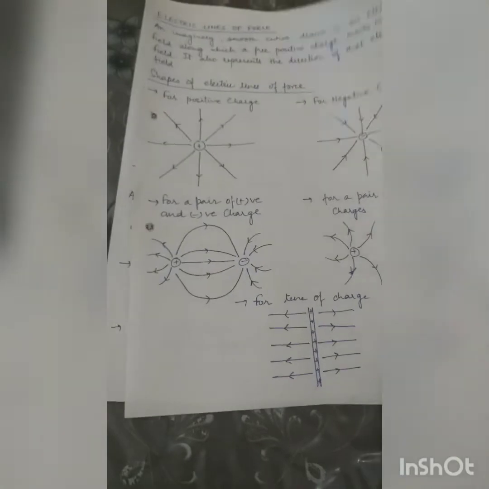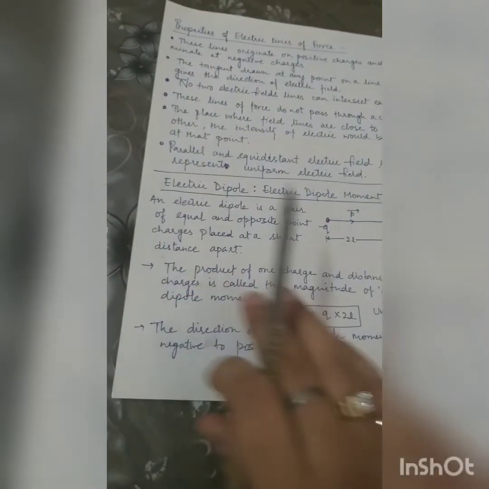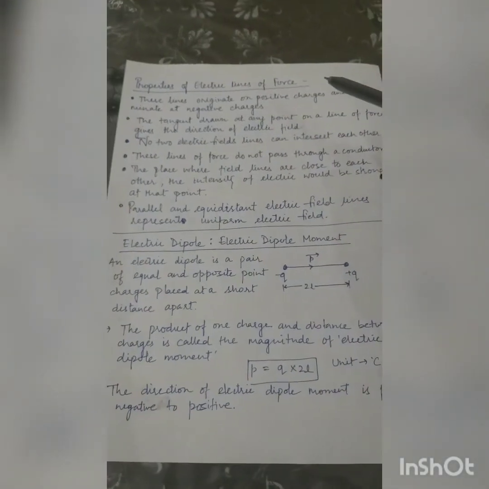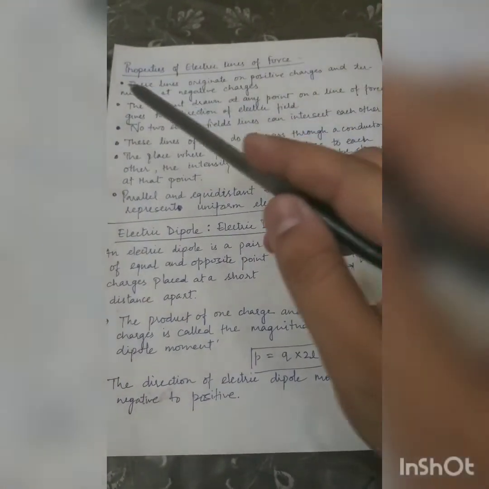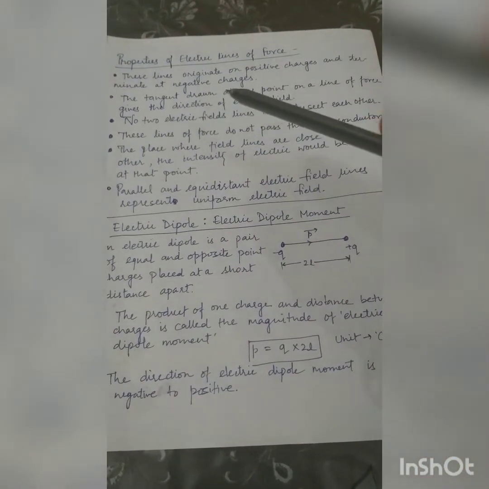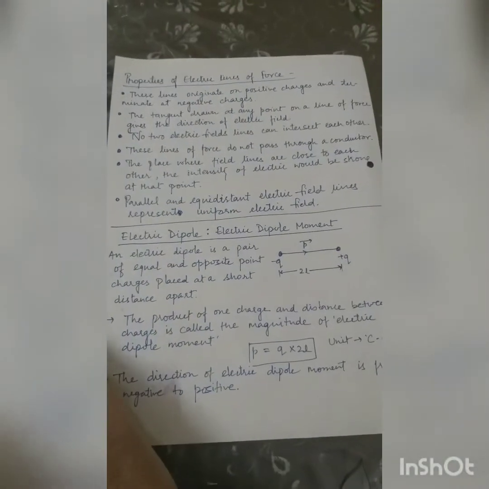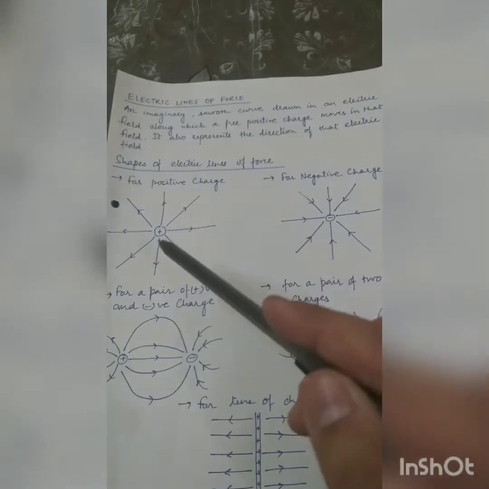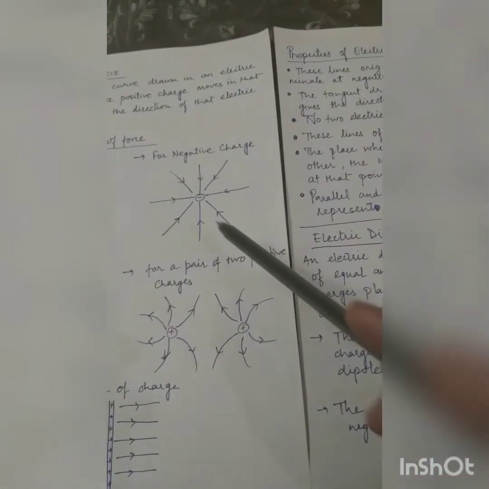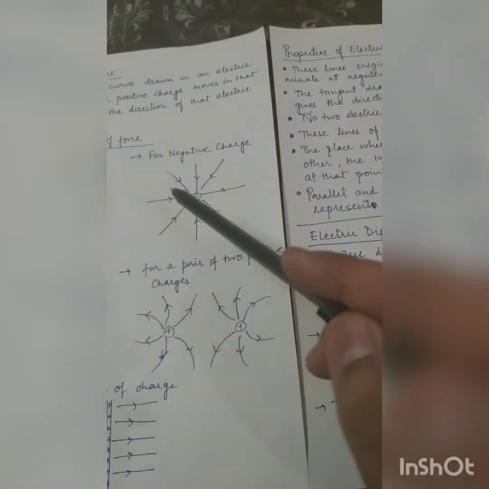So let's move on to the next topic. Next is properties of electric lines of force. First property is these lines originate on positive charges and terminate at negative charges. So from the diagram we can see all the electric field lines are originating at the positive charge and terminating at negative charge. So this is the first property.